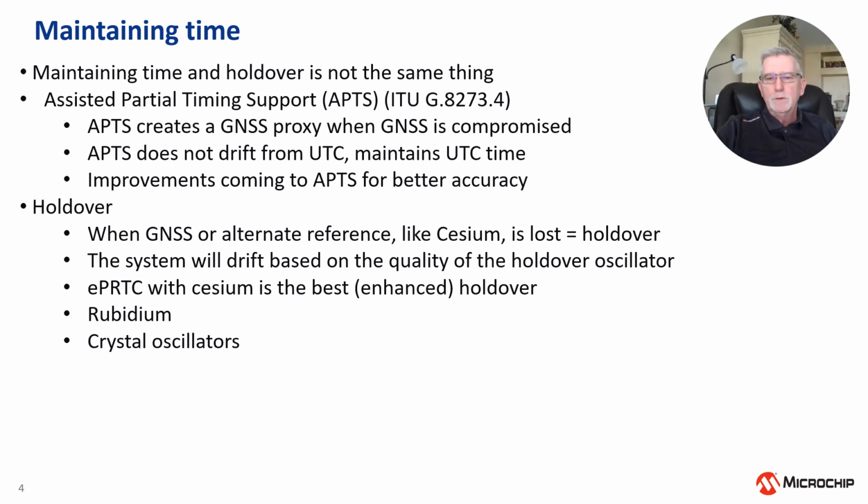If the receiver you're using is in the world of milliseconds or microseconds, crystal oscillators are good enough holdover. But if your applications are down in the low microsecond or nanosecond range, that's when we have to consider better holdover oscillators like rubidium atomic clocks. And in many cases for high accuracy where not just accuracy, but reliability and resiliency is very important, we would use things like enhanced primary reference time clock systems.